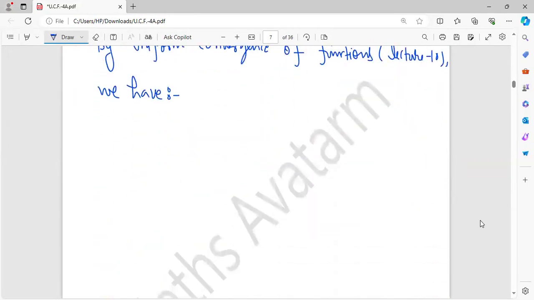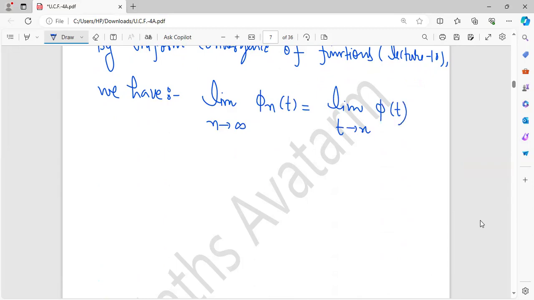Then what will we have? We will have limit n tending to infinity, phi n t is equal to limit t tending to x, phi t. So what is this? This is nothing but phi n t. What was phi n t?